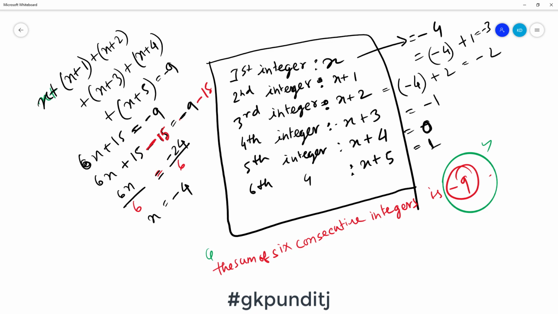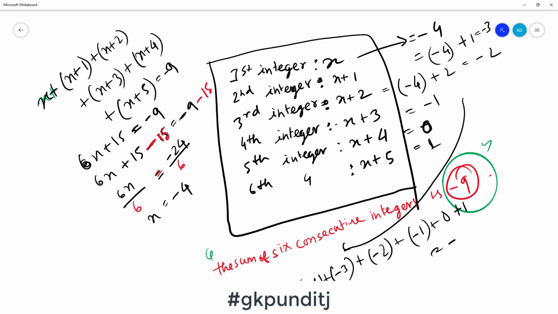So we get these things: minus 4 plus minus 3, plus minus 2, plus minus 1, plus 0, plus 1 is equal to minus 9. So this is our answer.